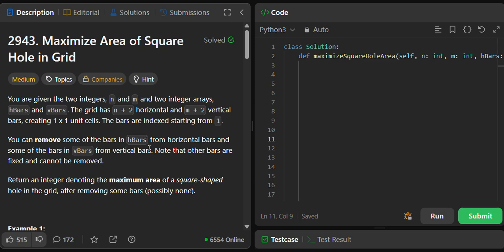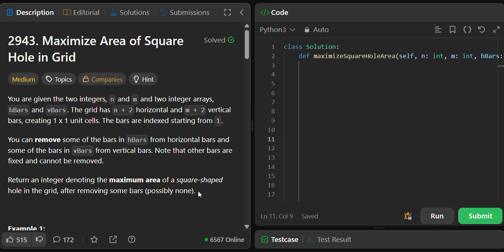You can remove some of the bars in hBars from horizontal bars and some of the bars in vBars from vertical bars. Note that other bars are fixed and cannot be removed. Return an integer denoting the maximum area of the square shaped hole in the grid after removing some bars, possibly none. So basically we are given two integers n and m and two integer arrays hBars and vBars.